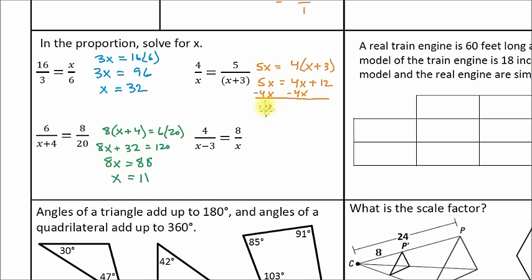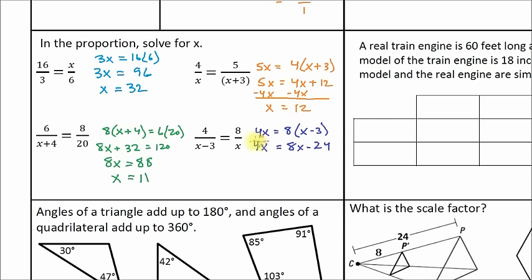5x minus 4x is just x. 4x minus 4x, those cancel. And on this side, I end up with 12. I'm already done. X equals 12. And then the last one, let's cross multiply on this one. We've got 4 times x, that's 4x, equals 8 times x minus 3. That's 4x equals 8x minus 24.